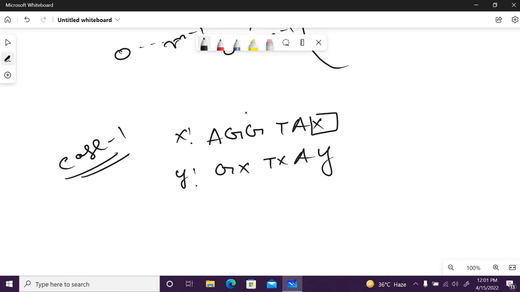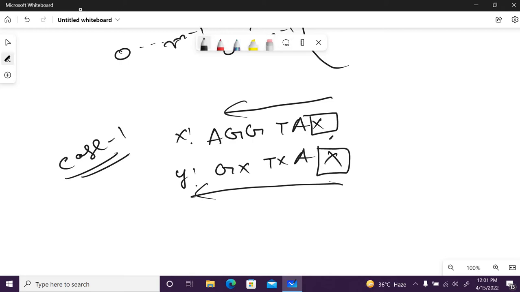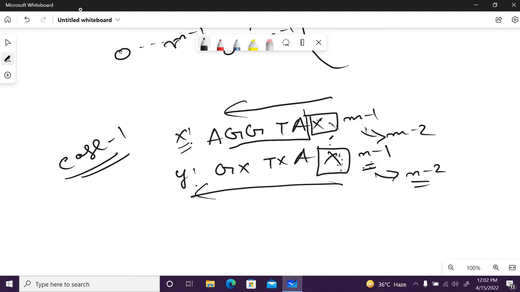Now compare from the last. It is a good idea to compare from the last. I have to compare in this way. Is it matching? Suppose this is our X. Is it matching? If it is matching, then both lengths, m and n, will decrease. Like here it will be m minus 2, and here it will be n minus 2. Then our problem becomes a subproblem of this one, and this also will be a subproblem of this one. Then again I will apply the same formula.